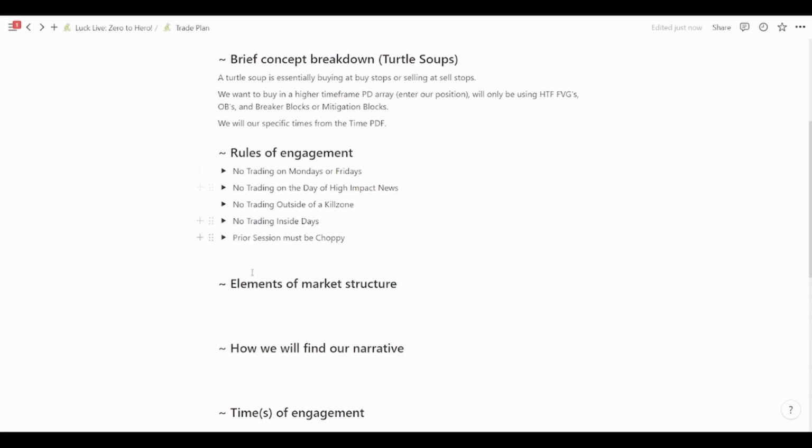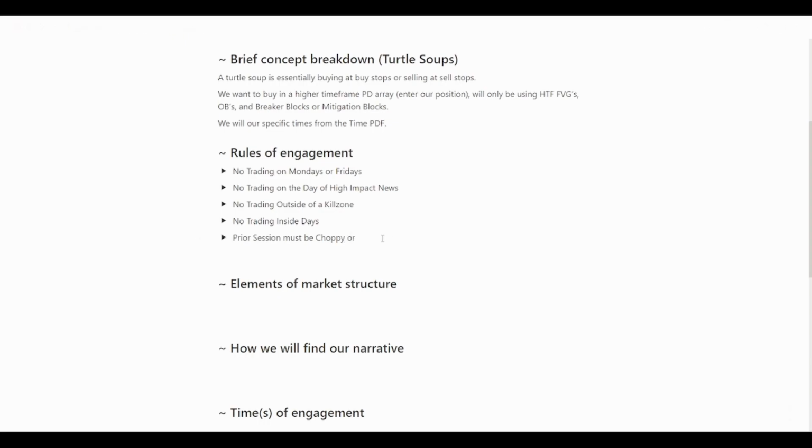I only want to trade if the prior session itself is choppy because we're buying at the liquid highs and lows, right? The buy stops at the top, the sell stops at the bottom, buy and sell side liquidity. This is what we're going to be buying in. So if price is already directional, I don't want to chase into a trending day. Or if a potential reversal happens, I can allow that to happen, and be ready for it as long as the higher time frame permits it. But generally the prior session must be choppy.